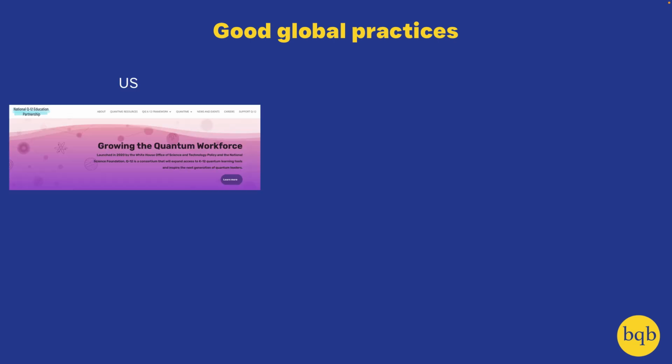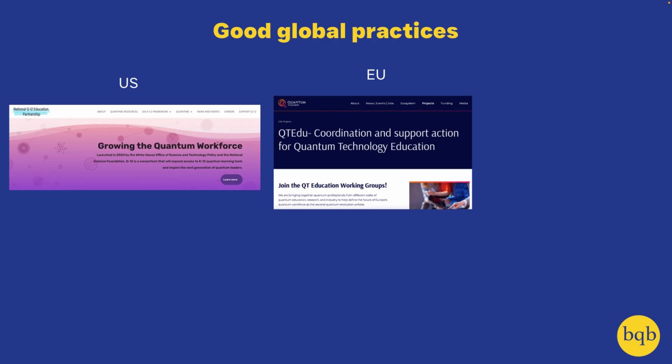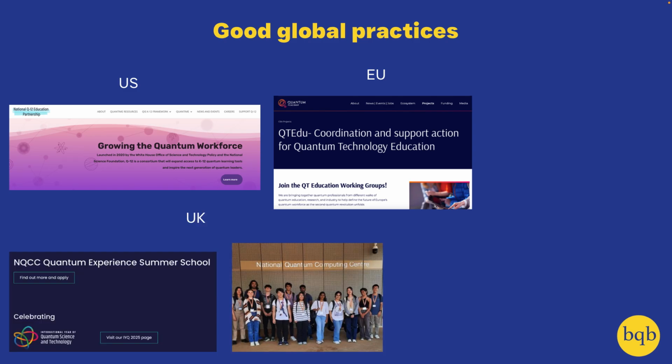Good global practices in this first slide refer to actual institutional changes that we've seen, institutions or governments across the world that have done things for high school students with the goal of teaching them these types of things. So the US has the National K-12 education partnership, where they're focusing on K-12 students and teaching them about quantum tech. The EU had a QT Edu program where they were creating educational groups in coordination with schools to teach students about quantum. The UK, through the National Quantum Computing Centre, has had summer schools and work placements for high school students.